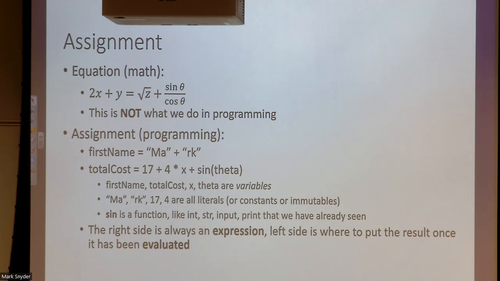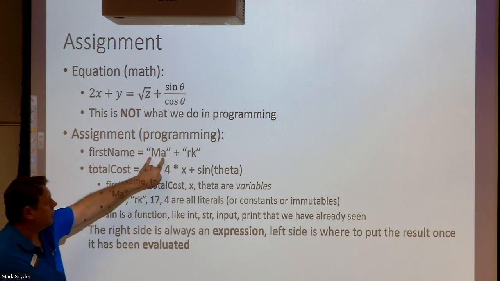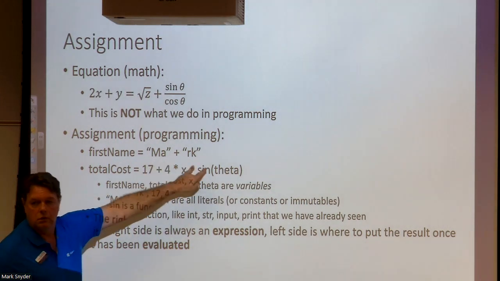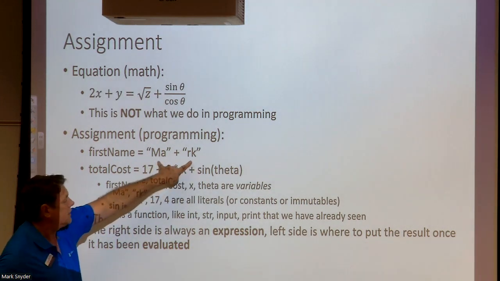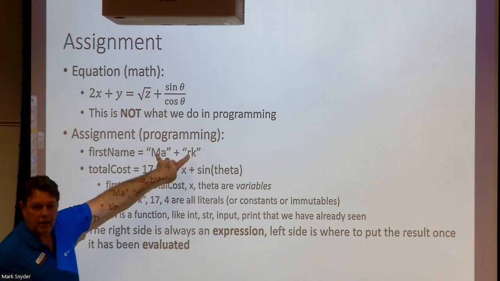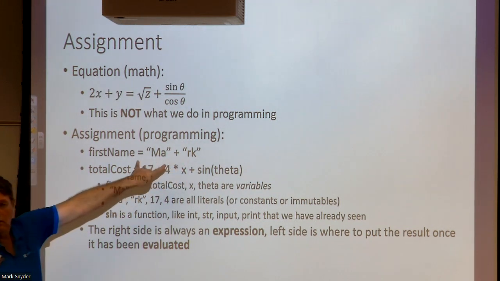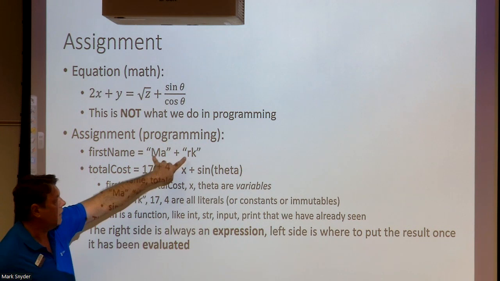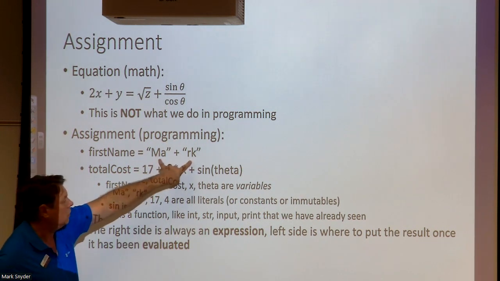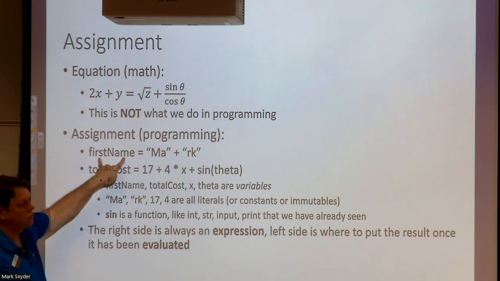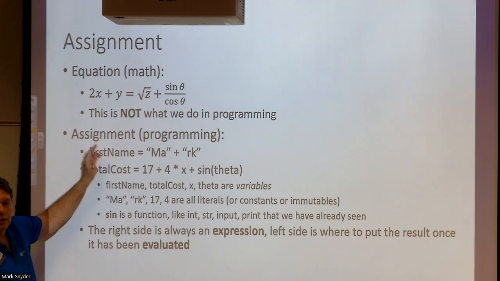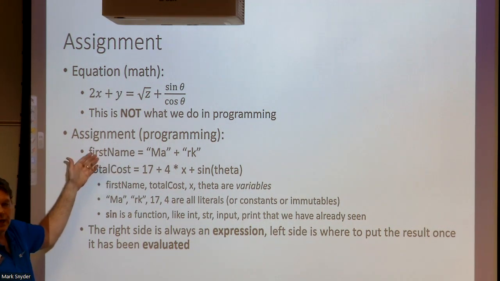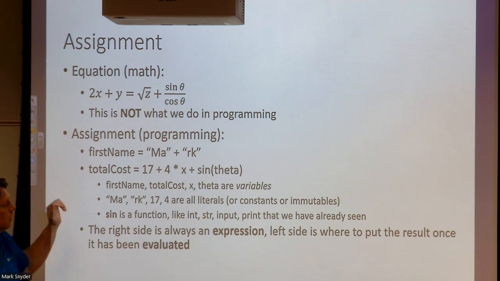Okay, and here's my slide for the stuff I was just talking about with assignments. So here's an example. I've got two string literals. What does that evaluate to when I evaluate that expression? Mark, the word mark. So I evaluate that and I take the word mark that results and I store it in this variable. So the next line of code, if I say print first name, I get mark.